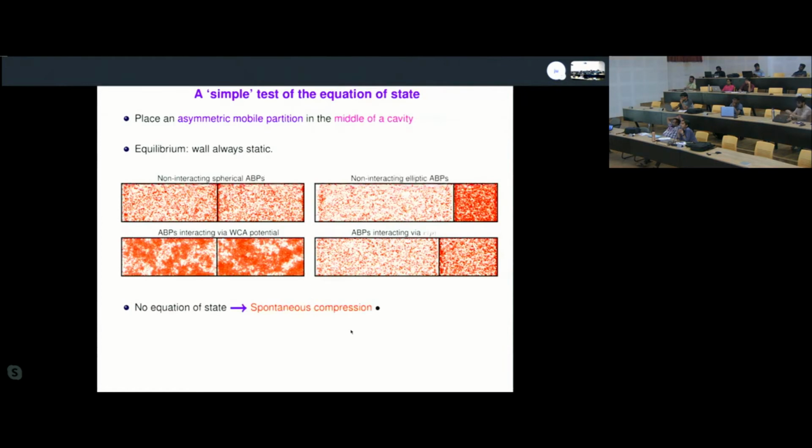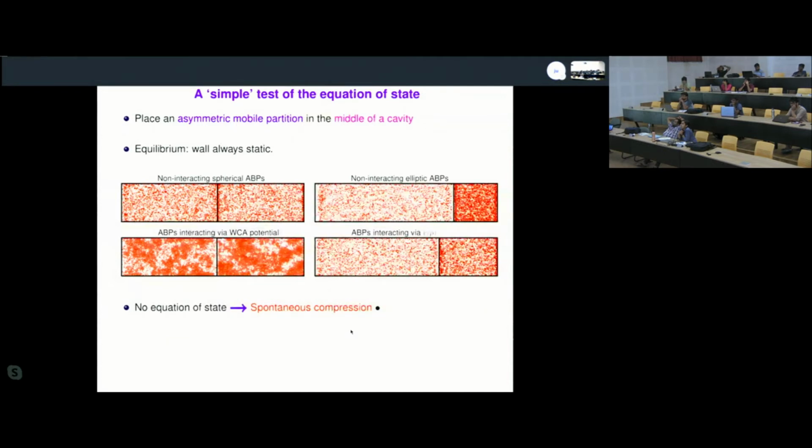Now, if you have an equation of state, like in the 2 situations depicted on the left, because the bulk properties of the fluid are the same in the left cavity and the right cavity, even though the wall in black in the center is asymmetric, very stiff on the right, very soft on the left, the forces exerted on this wall from the left and from the right will be the same, and so the wall will simply fluctuate in the center. That will be true for non-interacting spherical ABPs or for ABPs interacting with WCA potential.